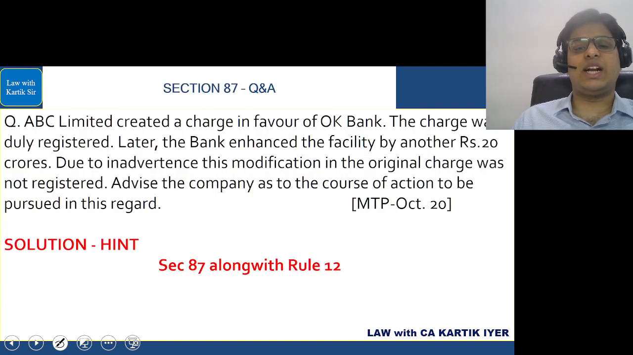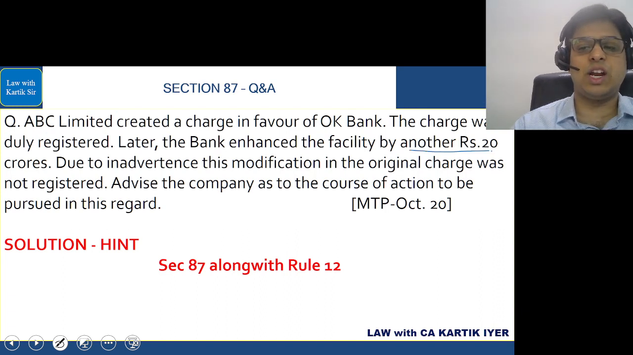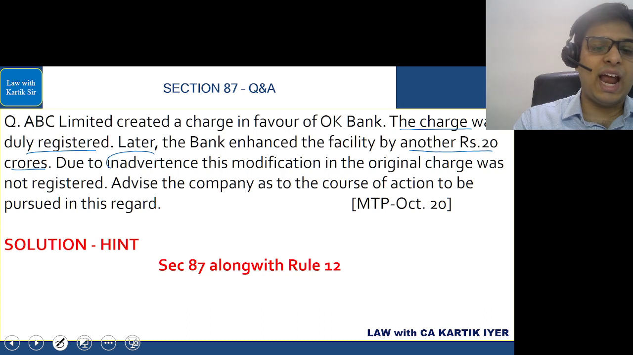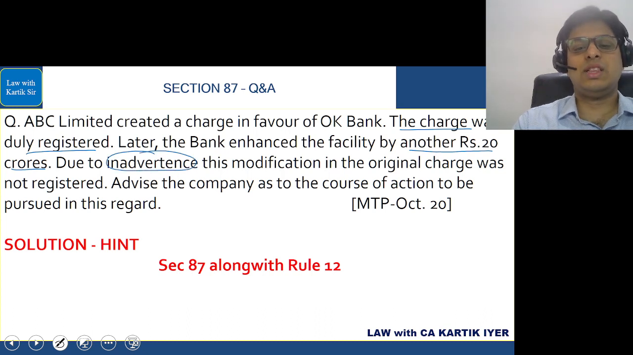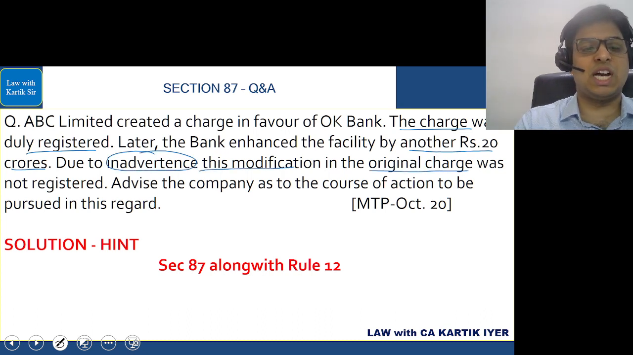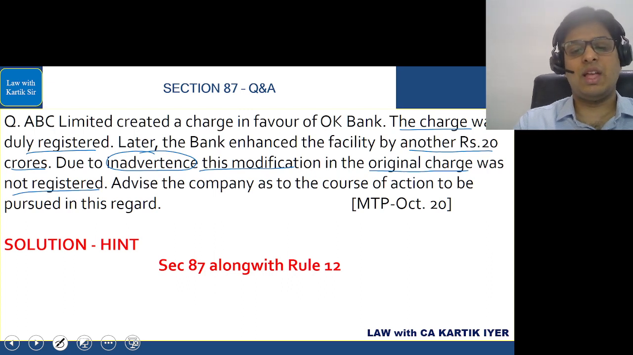ABC Limited created a charge in favor of OK Bank. The charge was duly registered. Later, the bank enhanced the facility by another 20 crores. So there was a modification, correct? Earlier, the charge was duly registered and then the bank provided 20 crores more as loan. Due to inadvertence, this modification in the original charge was not registered. Advise the company as to the course of action to be pursued.